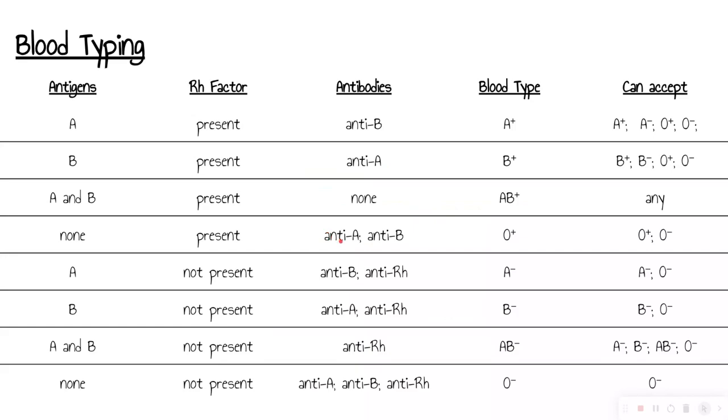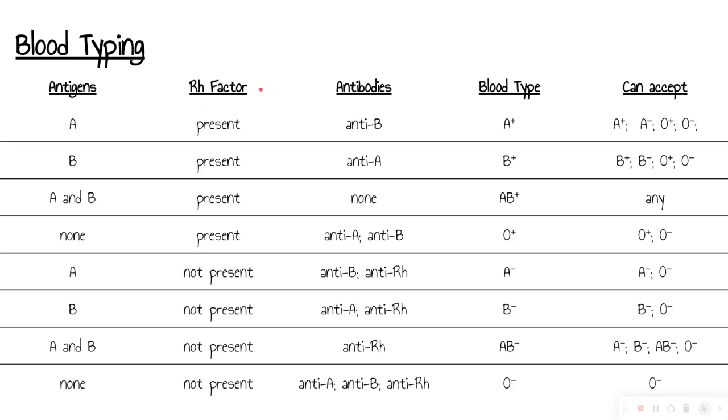All right, so now let's look at a chart with our different blood types. So here we have our antigens. So if we have A antigens, if our Rh factor is present, then we are producing anti-B antibodies. Our blood type is A positive because we have that Rh factor present. And these are all the different types of blood that this blood type can accept.